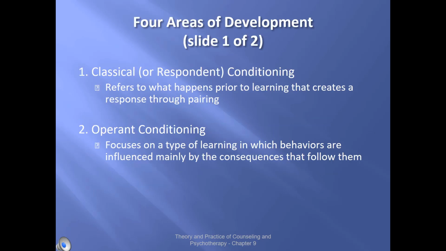Four areas of development: classical or respondent conditioning. This refers to what happens prior to learning that creates a response through pairing. Operant conditioning focuses on a type of learning in which behaviors are influenced mainly by the consequences that follow them.